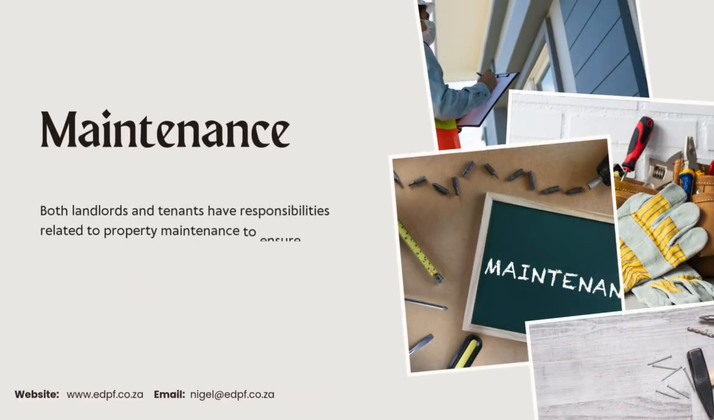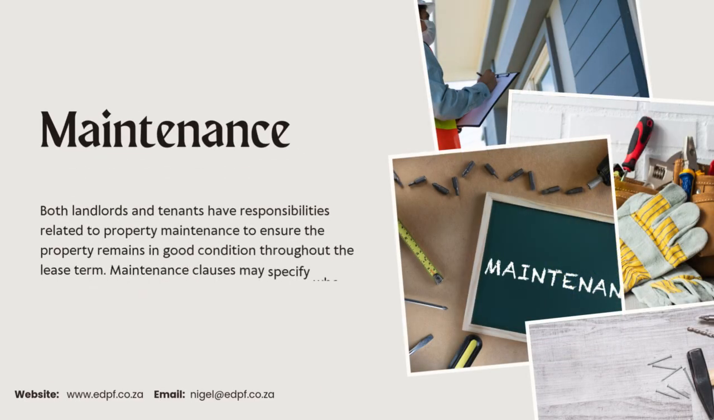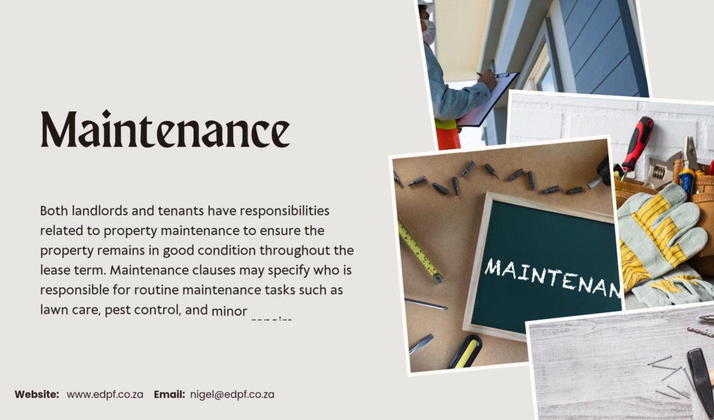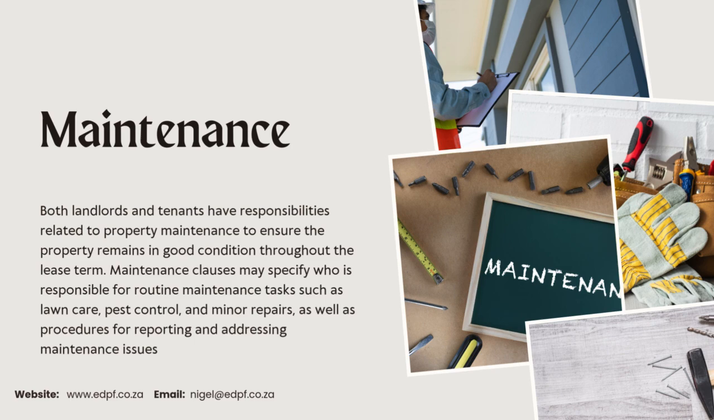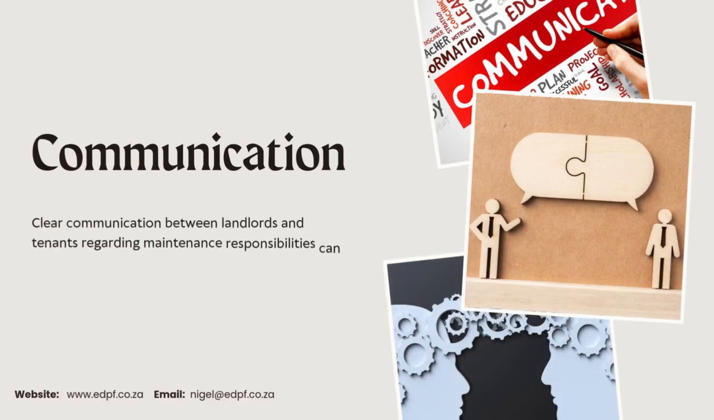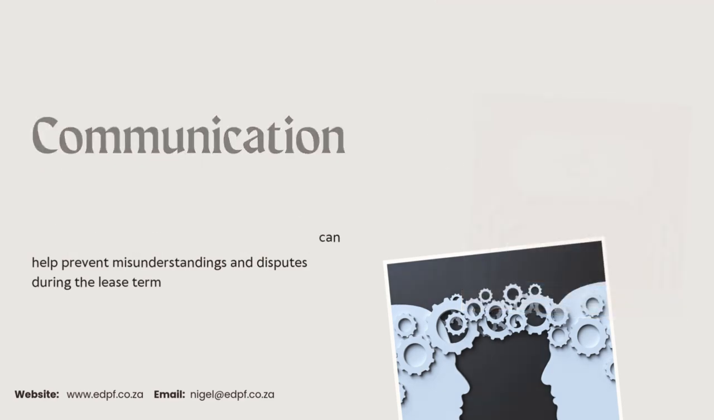Both landlords and tenants have responsibilities related to property maintenance to ensure the property remains in good condition throughout the lease term. Maintenance clauses may specify who is responsible for routine maintenance tasks such as lawn care, pest control, and minor repairs, as well as procedures for reporting and addressing maintenance issues. Clear communication between landlords and tenants regarding maintenance responsibilities can help prevent misunderstandings and disputes during the lease term.